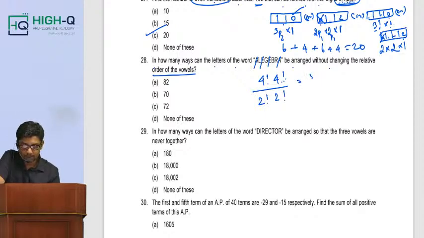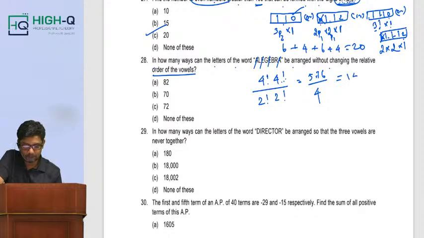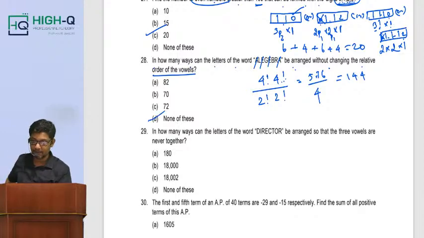So, which is nothing but 576 divided by 72. Okay, 576 divided by 72. But still the answer we are getting, so 576 divided by, sorry, not 72, 4. Okay. 576 divided by 4, which is 144. What is our answer, my dear? 144. Is it right? Because arranged without changing the relative order of the vowels, that is relative position of the vowels, that is none of these.